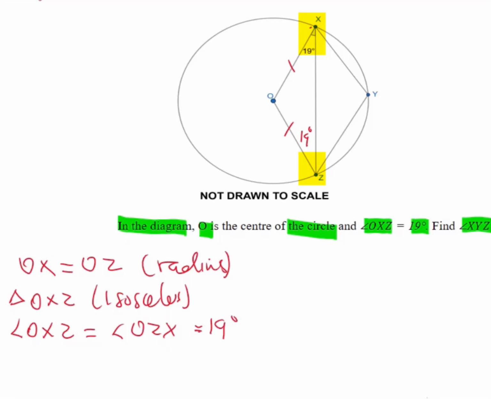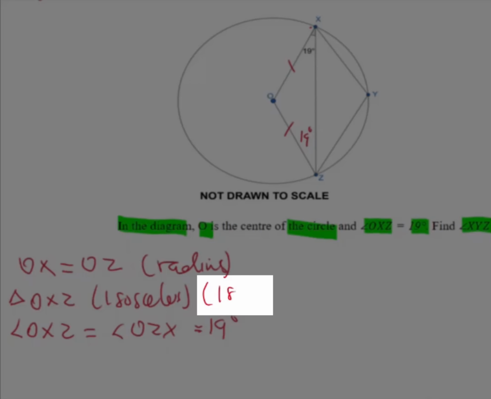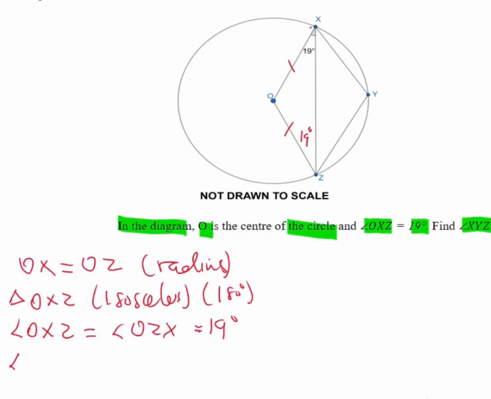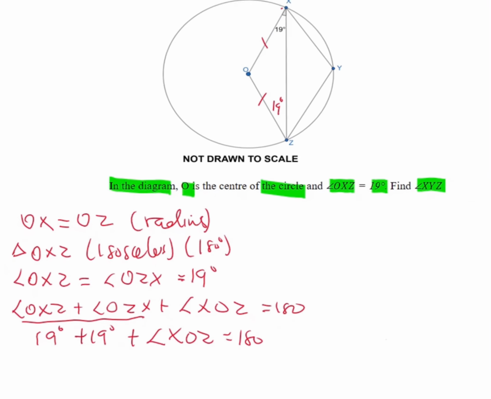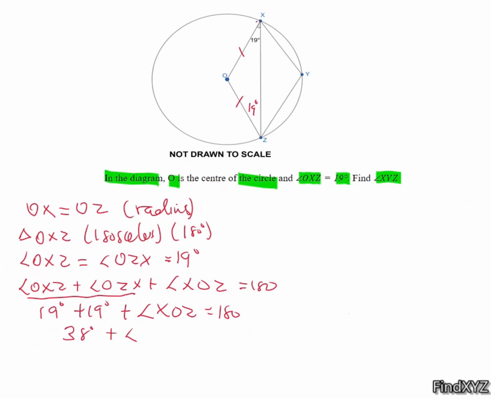Then we can also say that the sum of interior angles of any triangle adds up to 180 degrees. So angle OXZ plus angle OZX plus the center angle, which is angle XOZ, should add up to 180 degrees. We have two angles that are equal, so 19 degrees plus another 19 degrees plus angle XOZ should give us 180 degrees. 19 plus 19 gives us 38 degrees, plus the center angle equals 180. Then we take away 38 from both sides of the equation, so the center angle XOZ is equal to 142 degrees.